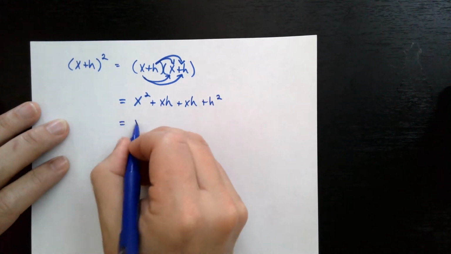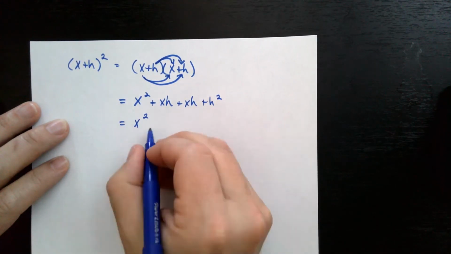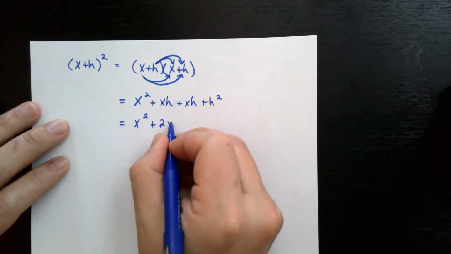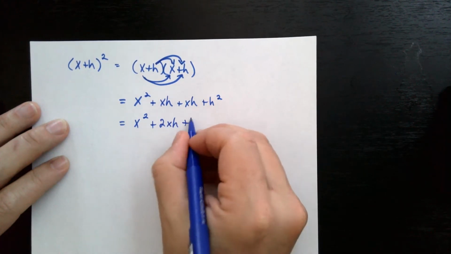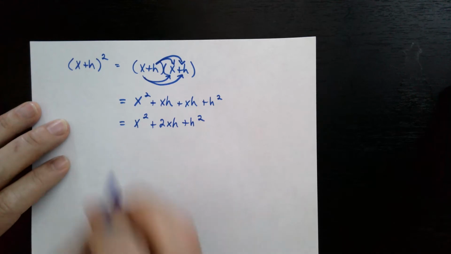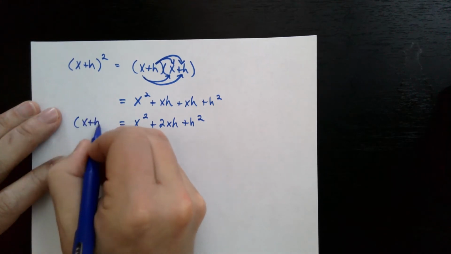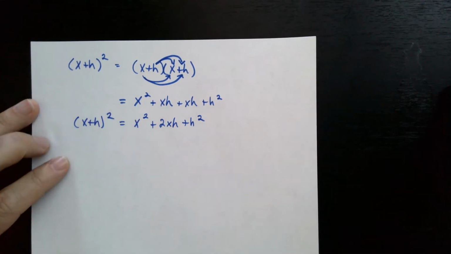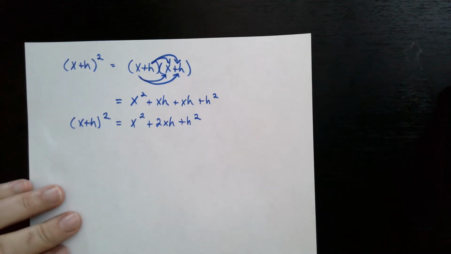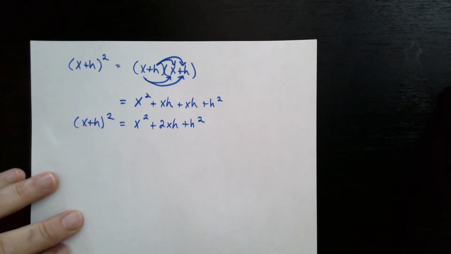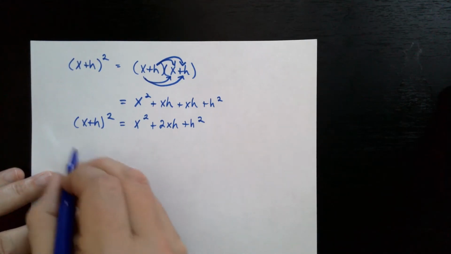And if we combine those terms, we get x squared plus 2xh plus h squared. Okay, so we know that this is true, and this is going to be useful for us when we do these problems. One more thing that I want to do is this.